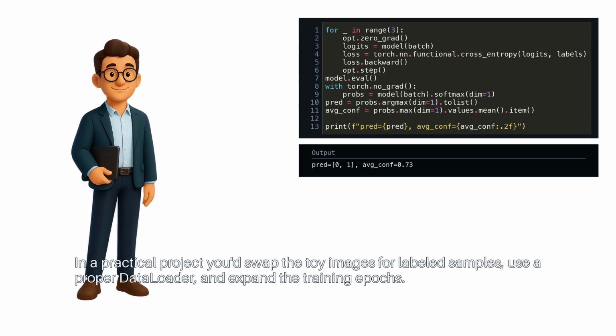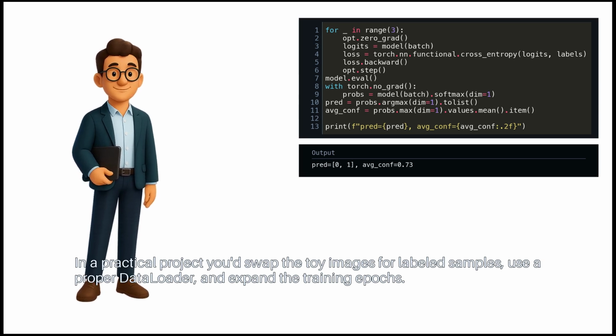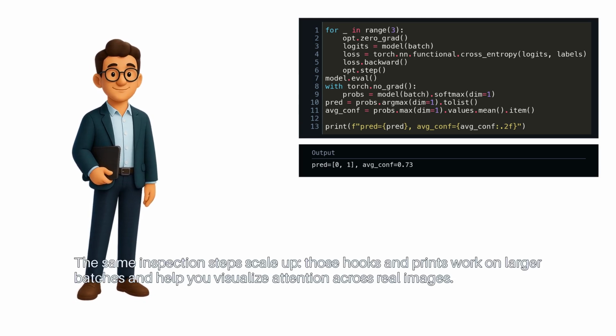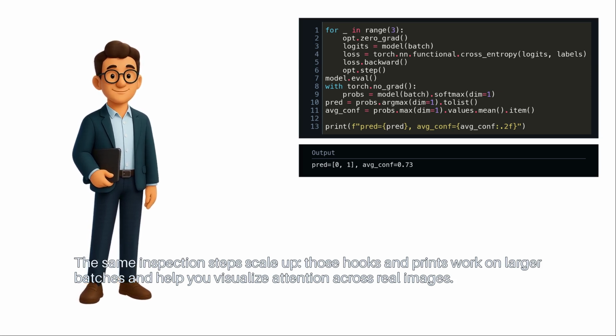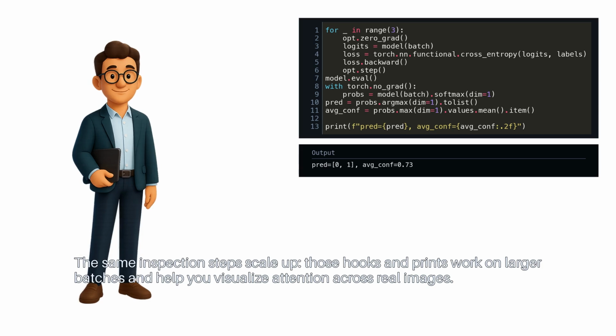In a practical project, you'd swap the toy images for labeled samples, use a proper data loader, and expand the training epochs. The same inspection steps scale up. Those hooks and prints work on larger batches and help you visualize attention across real images.